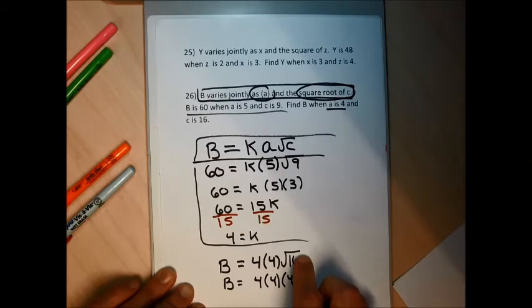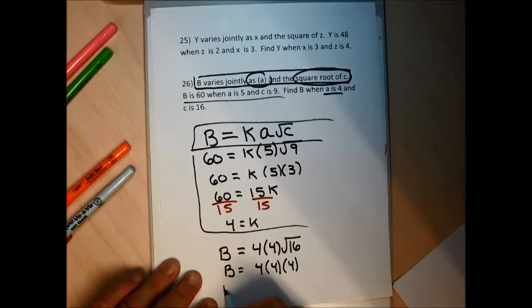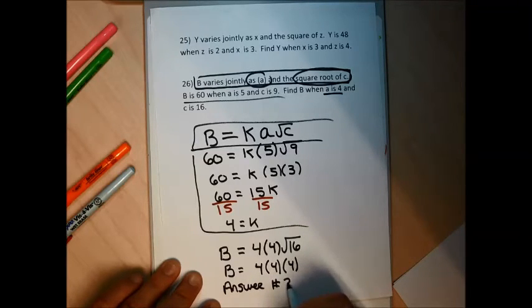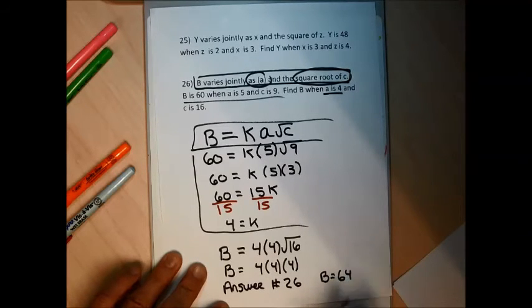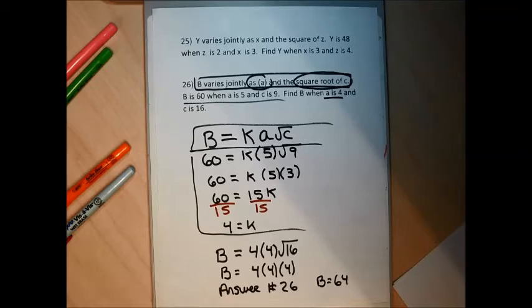Once I take the 16 out of the square root and turn it into a 4, I threw it into a parentheses. And my answer for number 26 is what those multiply out to be. And 4 times 4 times 4 is 64. So I'm going to say b equals 64. So that should motivate you to do 25.